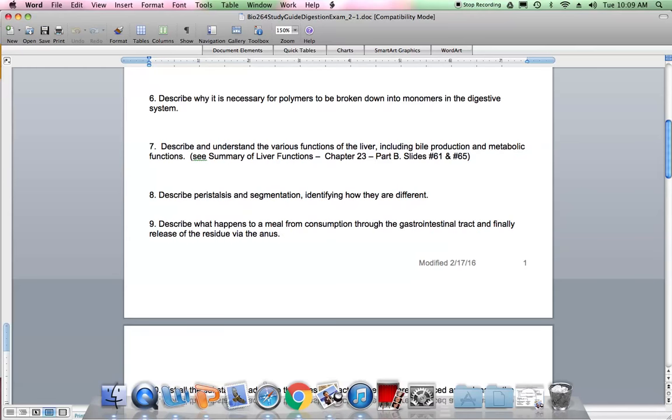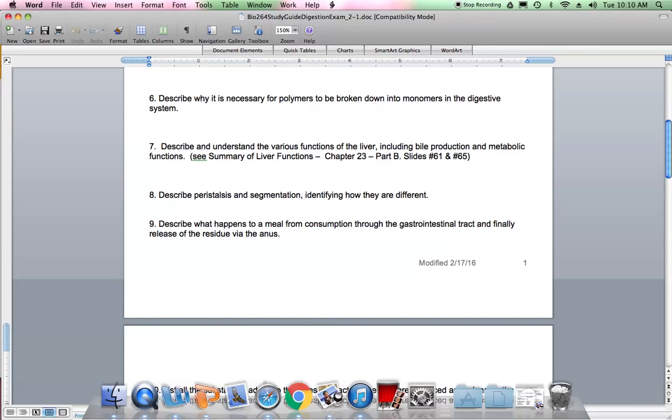Okay, number 7, describe and understand the various functions of the liver, including biosynthetic and metabolic functions. There is a summary of liver functions, Part B, slides 61 and 65. This is not an exhaustive list of what the liver does. As you may have observed, the liver is large. It's huge. It has lots of functions. The liver cells are called hepatocytes. That means liver cells. And they have a number of jobs to do.